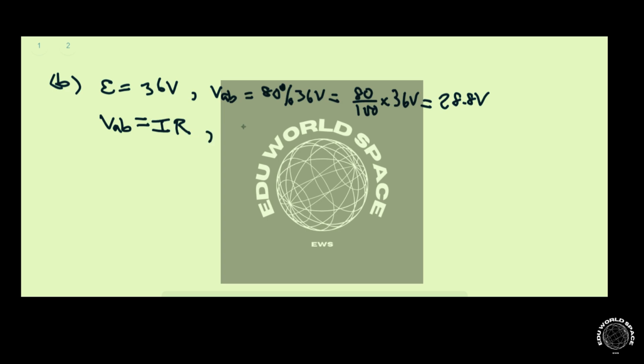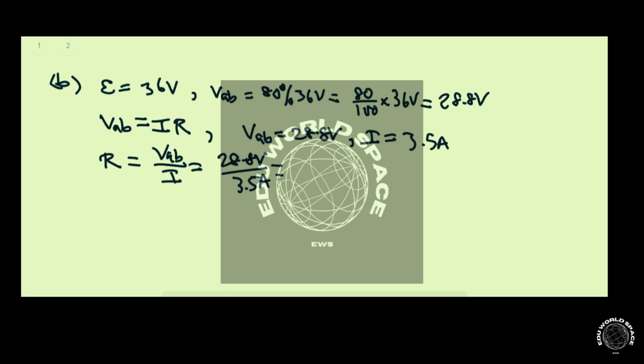So we have VAB is equal to 28.8 volts, and you look at the plot to see which value of I corresponds to 28.8, and when you do that, you find that I is equal to roughly around 3.5 amperes. So then you can find R, which is VAB over I, which is 28.8 volts over 3.5 amperes, which gives 8.23 ohms.